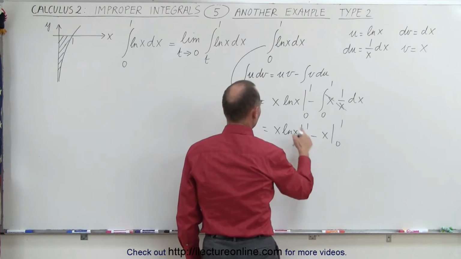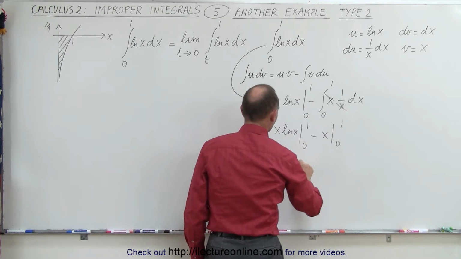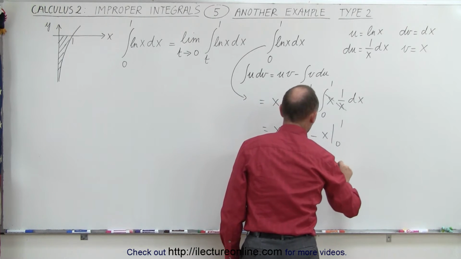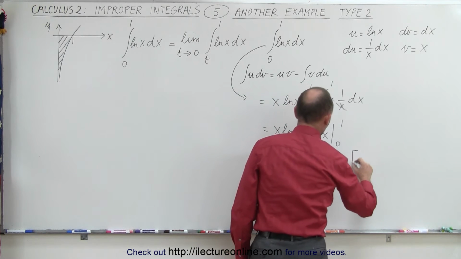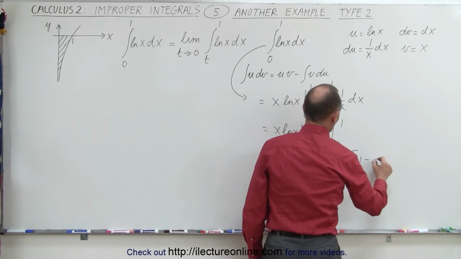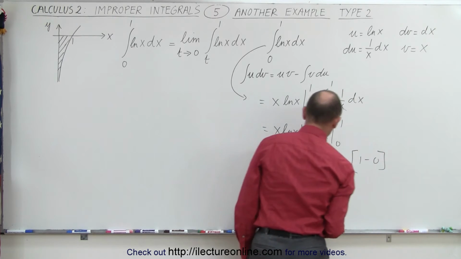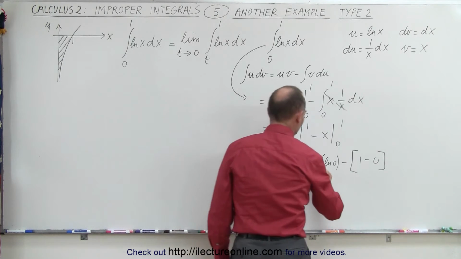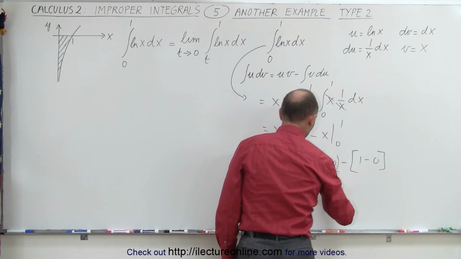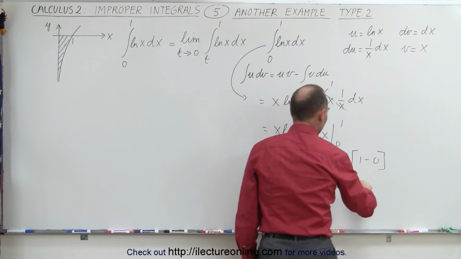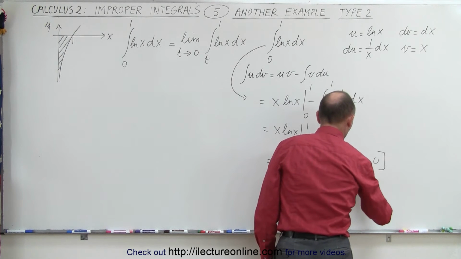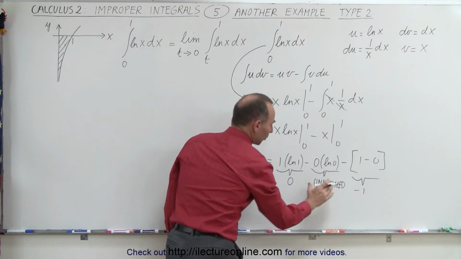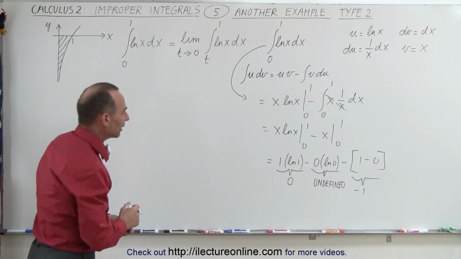So this is equal to, plug in the upper limit, 1 times the natural log of 1, which is 0, minus 0 times the natural log of 0, which is undefined, minus, plug in the upper limit, we get 1, and subtract from when we plug in the lower limit, we get 0. So the natural log of 1 is 0, so this becomes 0. This portion here is undefined. This here would be minus 1, minus 0, or this here becomes a minus 1. So we have a problem. This portion is undefined, so we have to find a way to evaluate that.